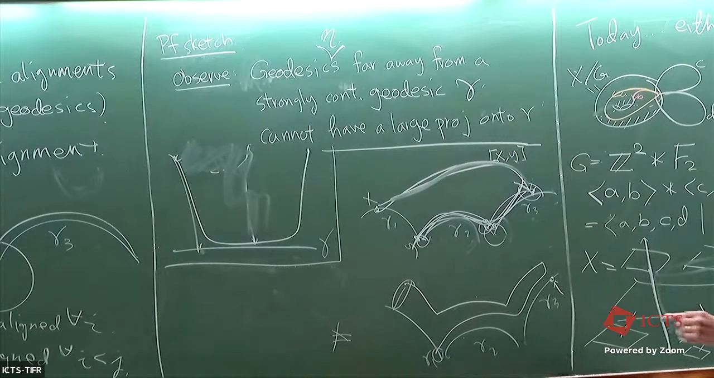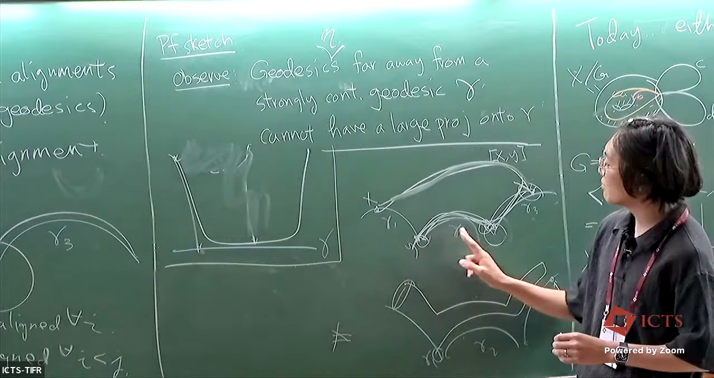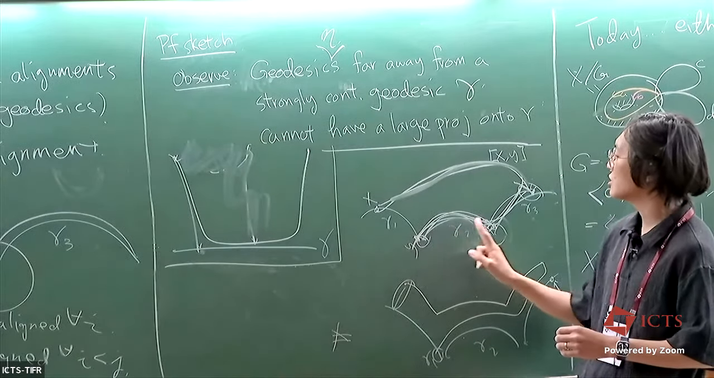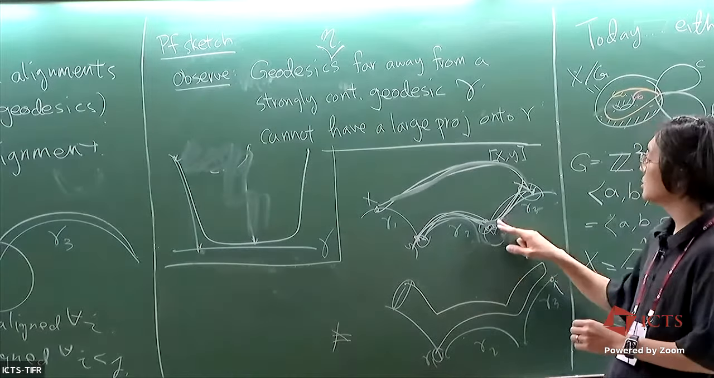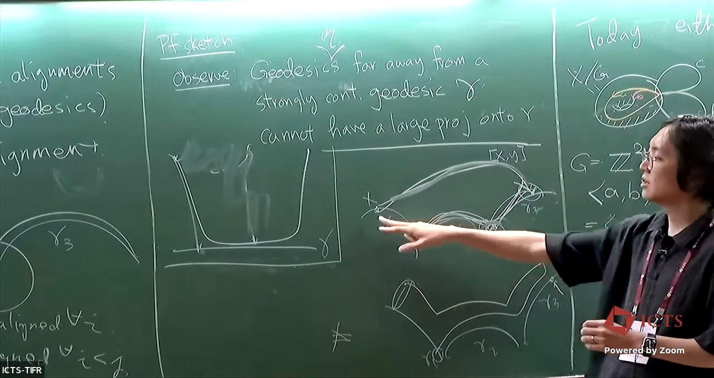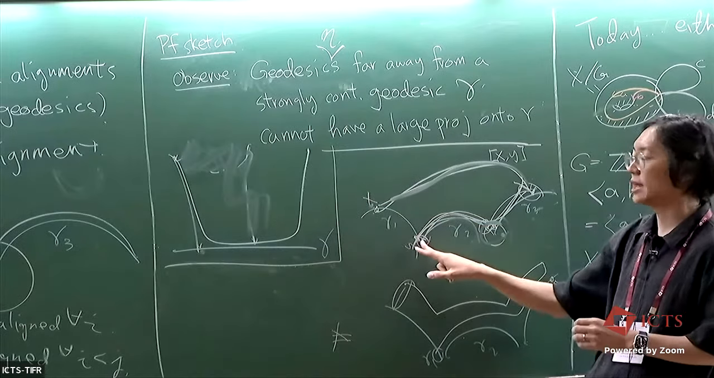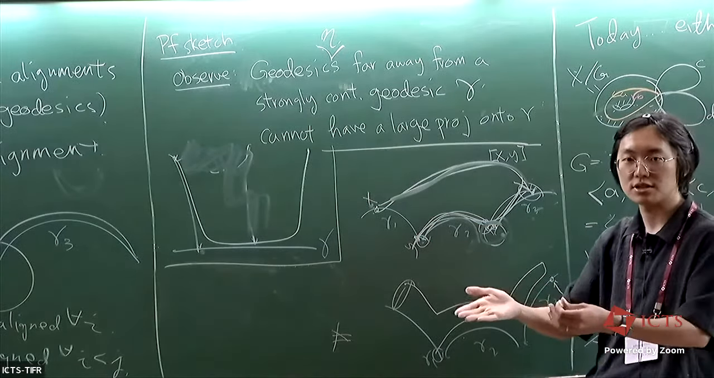The local alignment. So here we assume that gamma 2 is projecting onto gamma 3 near the beginning point, to secure the distance between the projection of X and the ending point, towards the contradiction.